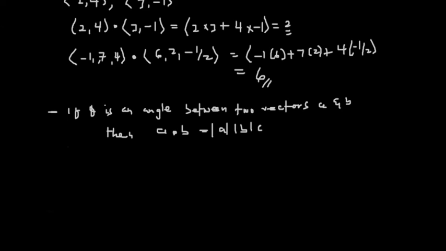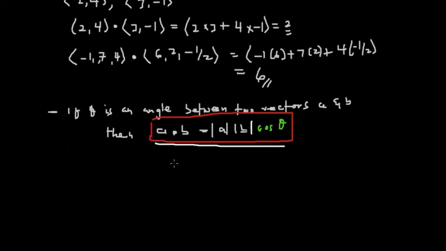Sorry, let me write this in a different color. So let's see. Cos theta, right. So in case you've been given vectors A and B and you want to find the angle between them, this is the formula you use. So let's keep that in mind, and then we move on.